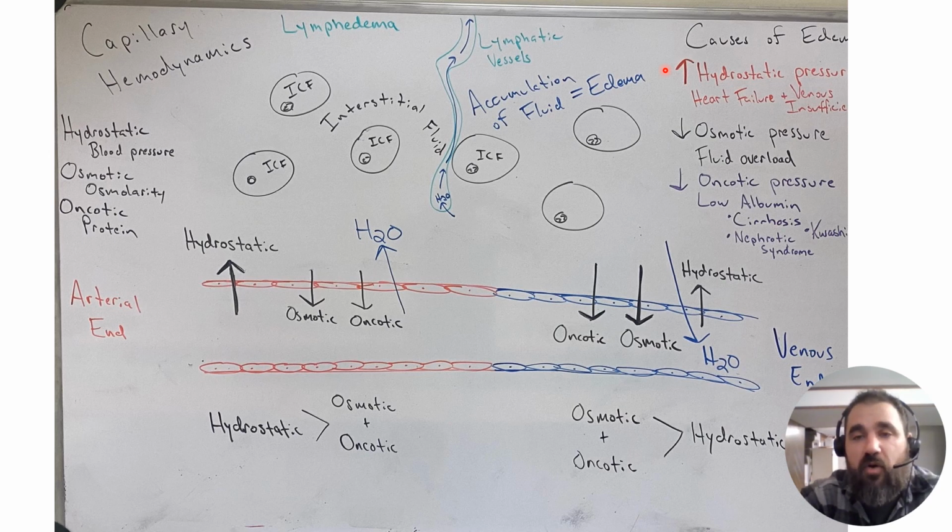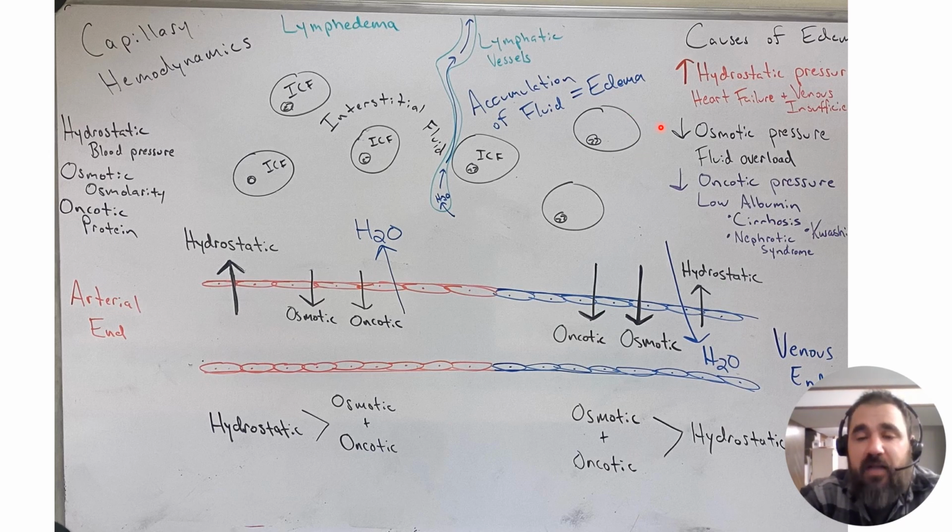In the lungs, this leads to pulmonary edema. In the legs, it leads to peripheral edema. This can be due to heart failure, venous insufficiency, or if anyone's just fluid overloaded, it's going to increase blood volume and pressures and promote pushing fluid out of the vessels.